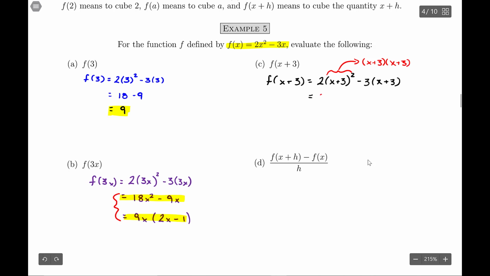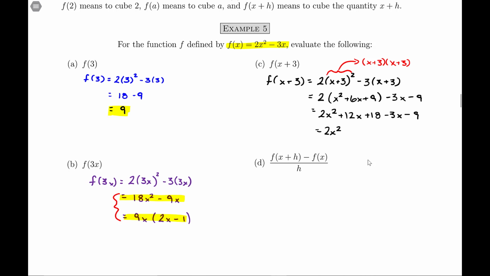When we do that multiplication, we get x squared plus 6x plus 9. Distribute the negative 3, so minus 3x minus 9. We'll distribute the 2. And we get 2x squared, combine like terms, so 12x minus 3x, 9x, 18 minus 9 is 9. And that is the answer for part C.